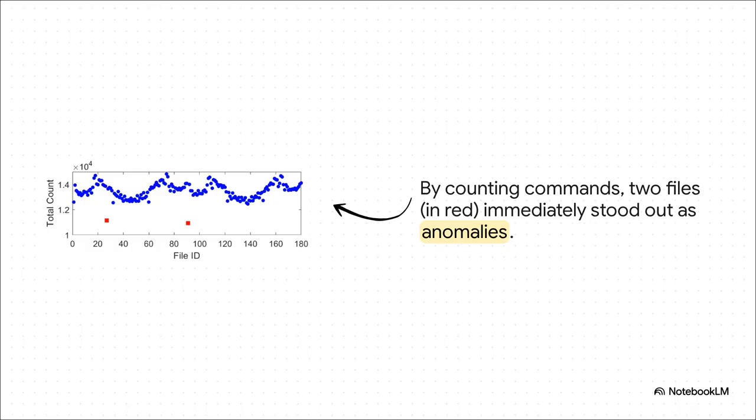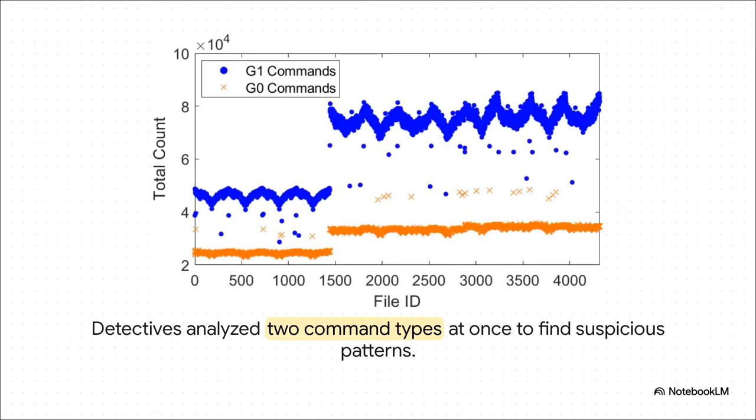And look at that. 2 files, marked here in red, immediately jumped out. They had way fewer commands than all their neighbors. It was a perfect catch. But when they got to the much larger dataset with over 4,000 files, just counting one thing at a time wasn't going to cut it. So they had to get a little smarter.